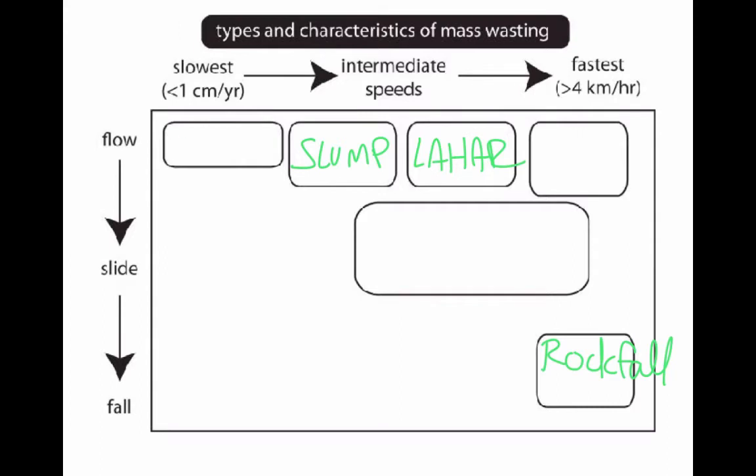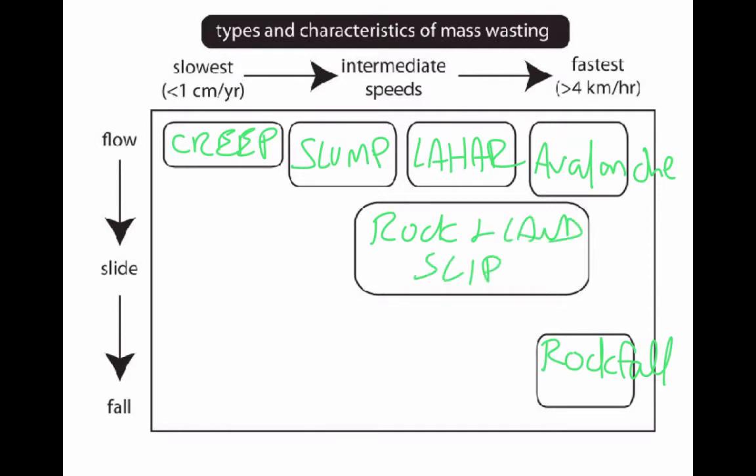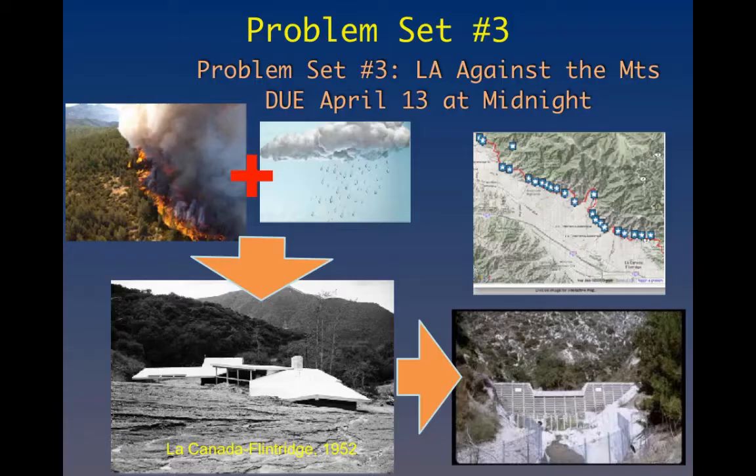And just to quickly fill in these others, we have creep as being the slowest downslope movement. Not very exciting in terms of YouTube. An avalanche, which is the fastest type of flowing mass wasting. And then we have our rock and landslides, which are fast moving, but really moving more as a coherent block. So that concludes our quick review of what we went over on Tuesday.